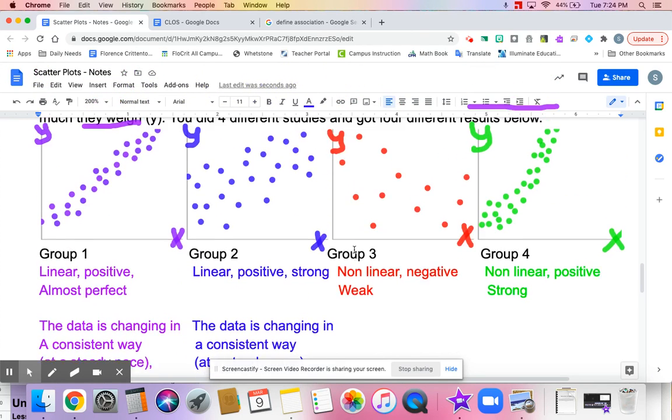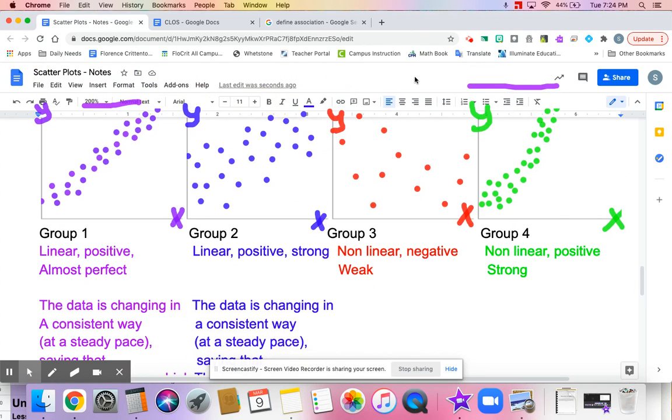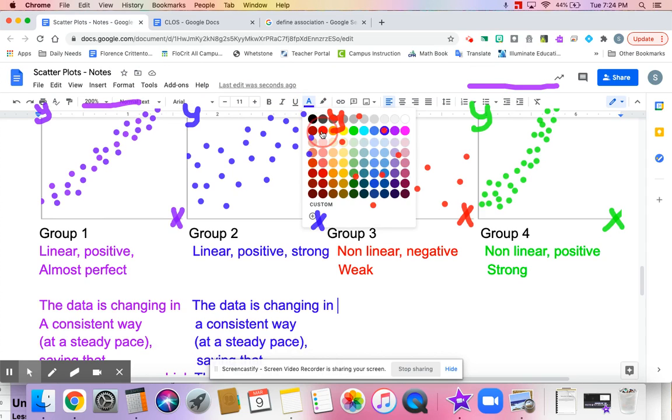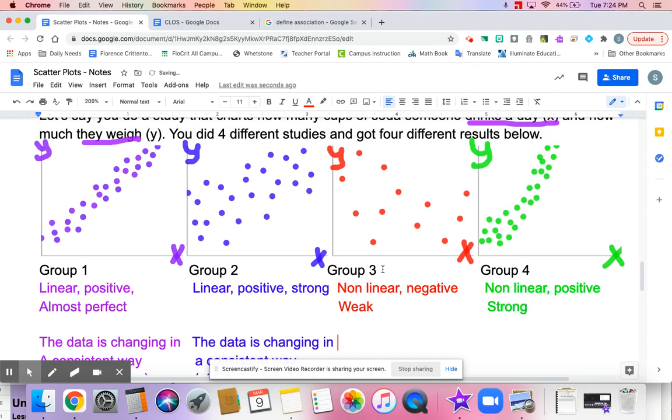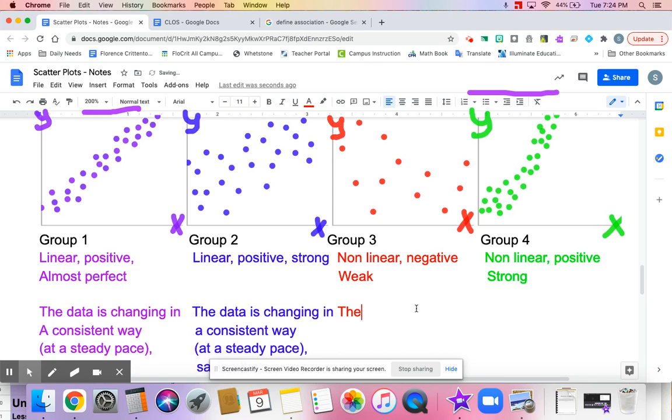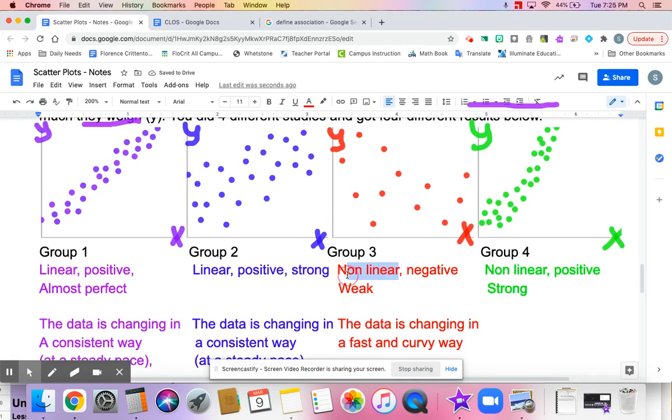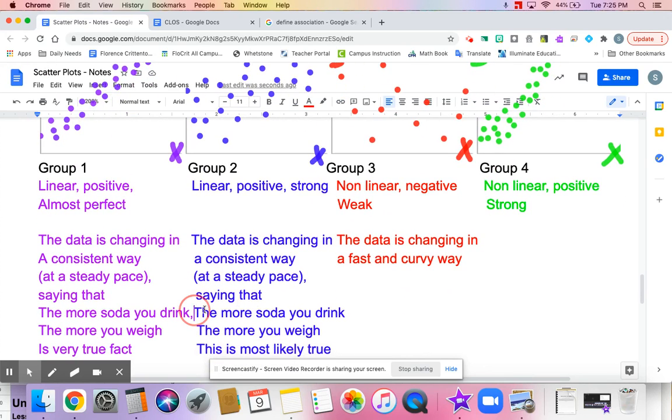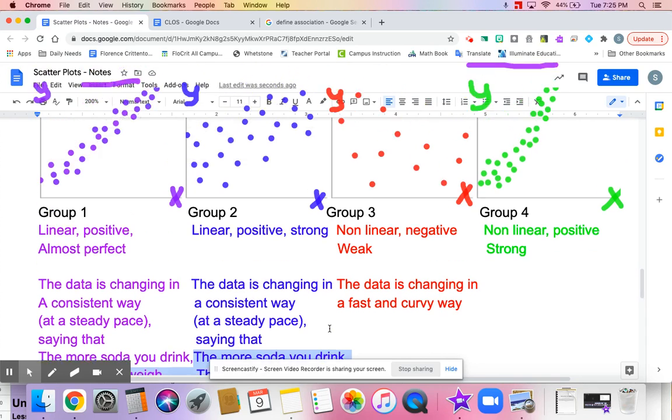Group 3 super changes things up. Because it's curvy, because it's not linear, the data is changing. And it's kind of going down really fast and kind of curvy. So that's what people say, in a fast and curvy way. The fact that it's negative is suggesting something different than this. It's not saying that the more you drink, the more you weigh.